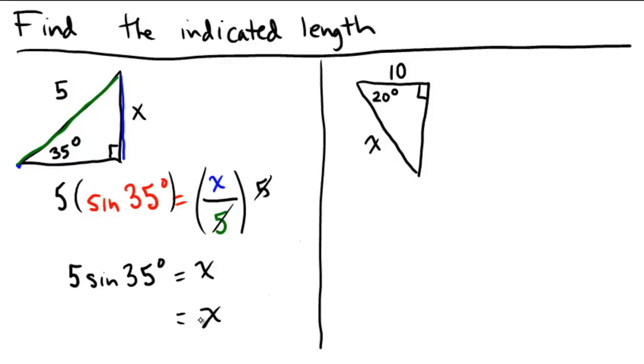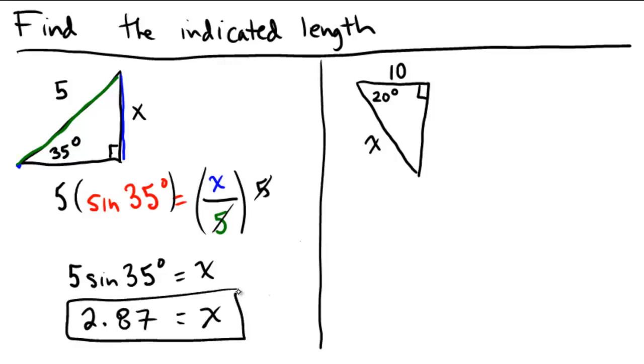So what does x equal? And this is going to need a calculator. 5 times the sine of 35 should be 2.867. So if I'm going to round to 2 decimal places, as is my standard practice, I'm going to go 2.87. So hopefully on your calculator you're getting an answer that would round to the hundredths as 2.87.